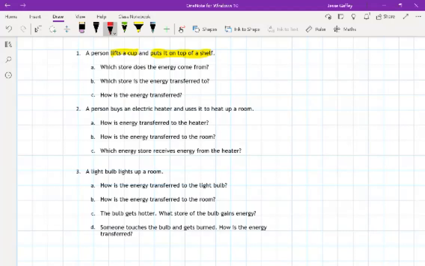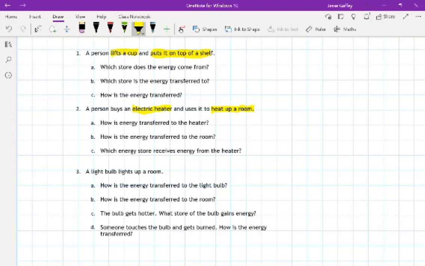A person buys an electric heater and uses it to heat up a room. How is energy transferred to the heater? So from the plug to the heater. Well, that's going to be electrical working. It hasn't gone from the heater to the room yet. So just plugging it into the wall, you've gone from the mains power to the heater. That's going to be electrical working. Well done if you got that.